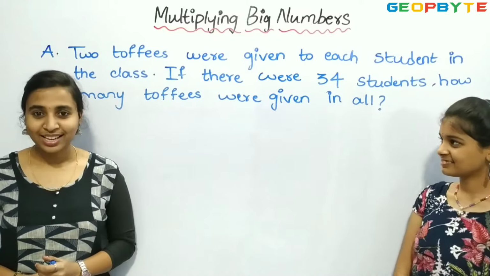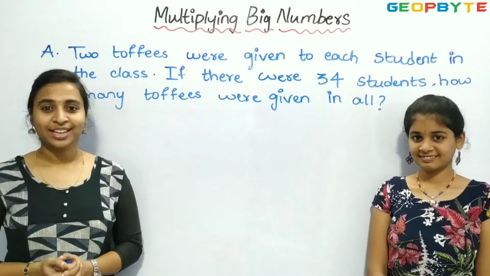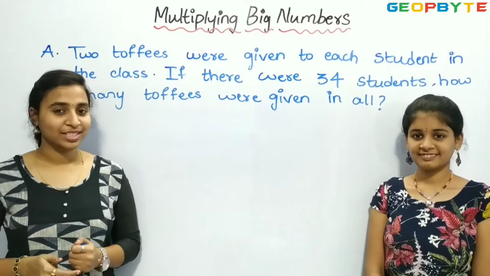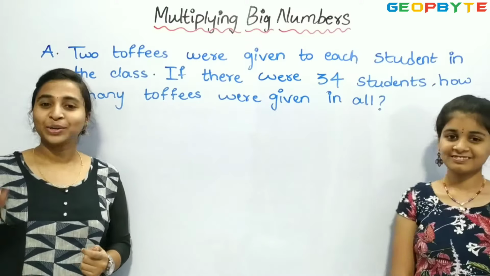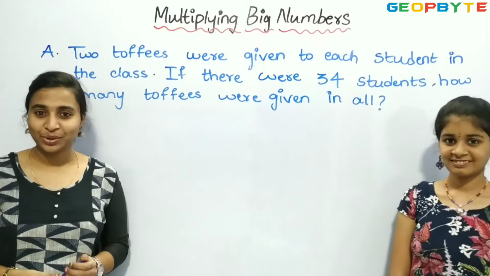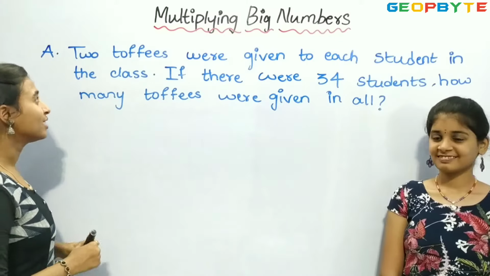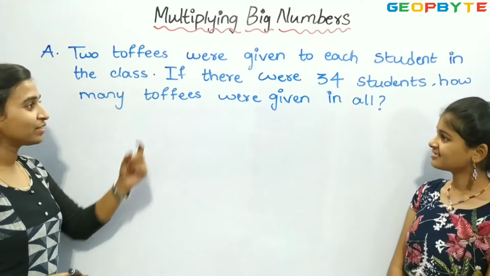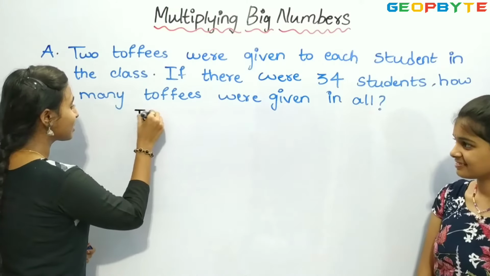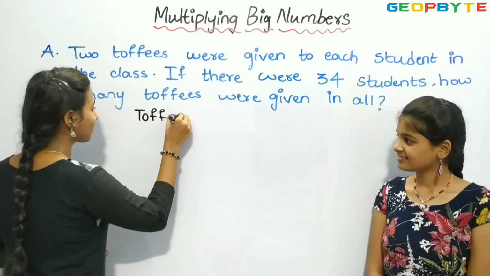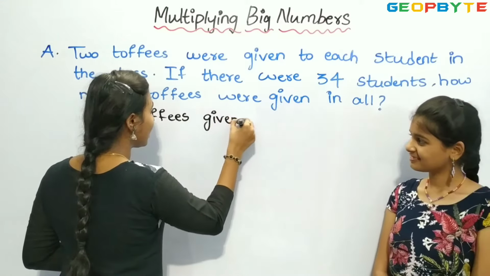Children, they are asking that, see, every student got 2 toffees. There are 34 students in the class. So, how many toffees were given to all the 34 students? First, let us write the given information. We have 2 toffees were given to each student.